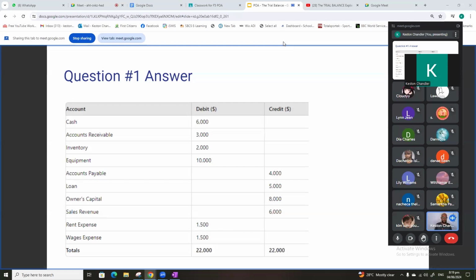Right, so if you follow the same process as we just discussed, this is what your answer would look like for question 1. The total of your debit column is going to be 22,000. The total of your credit column is also going to be 22,000. So our trial balance shows that everything is fine and we balance. Right, just give me a thumbs up if you got this answer. Everybody? Yeah?